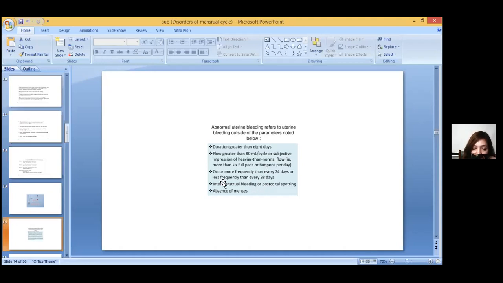So it occurs more frequently than every 24 days or less frequently than 38 days. If it is occurring earlier than 24 days, or if it is more than 38 days, it is oligomenorrhea. Intermenstrual bleeding means bleeding between the 2 cycles. Postcoital bleeding means bleeding after intercourse. Absence of periods means amenorrhea. So these are the different terminologies, the different abnormal uterine bleeding patterns.